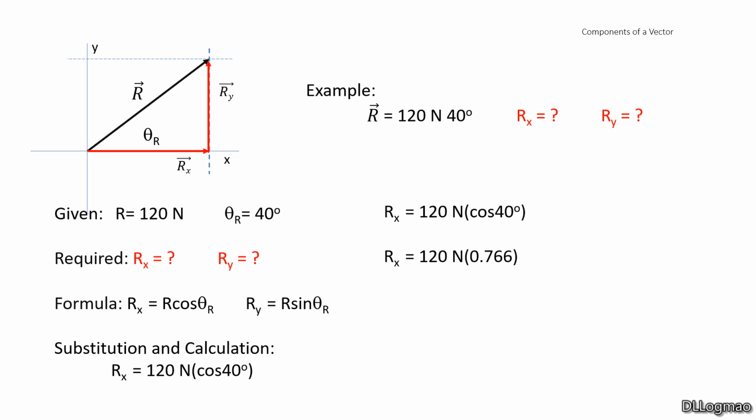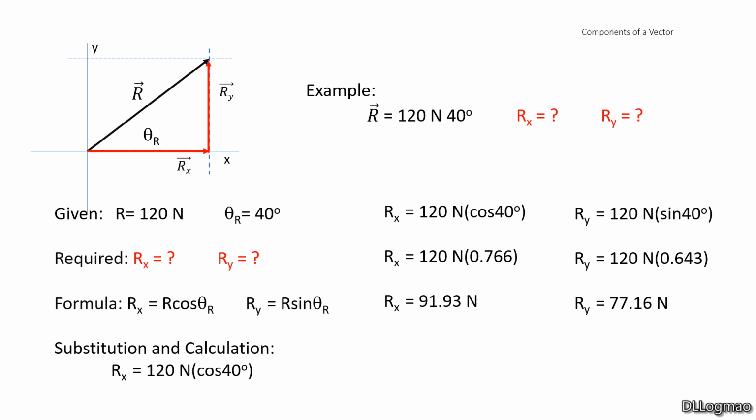The value of cosine 40 degrees is 0.766. The magnitude of r sub x is 91.93 newtons. R sub y is 120 newtons times sine 40 degrees. The value of sine 40 degrees is 0.643. R sub y is equal to 77.16 newtons. Thus, the answers are r sub x equals 91.93 newtons and r sub y equals 77.16 newtons.